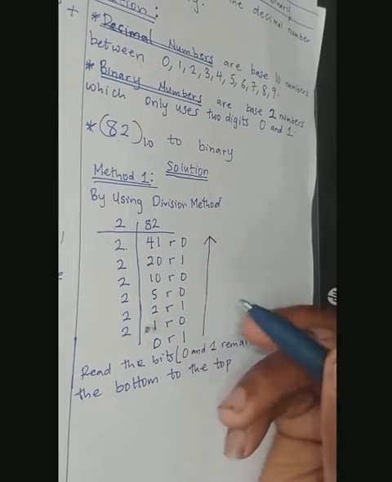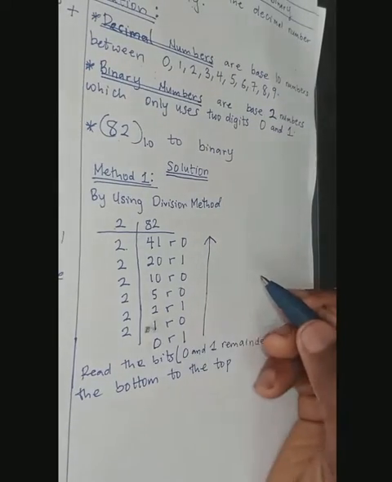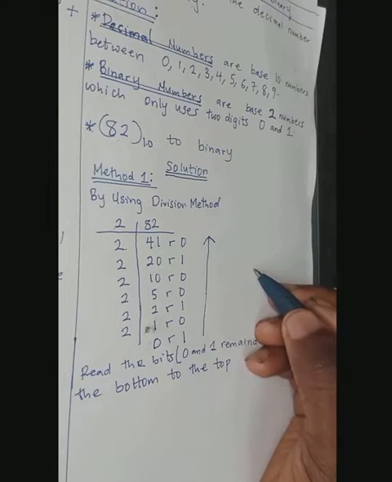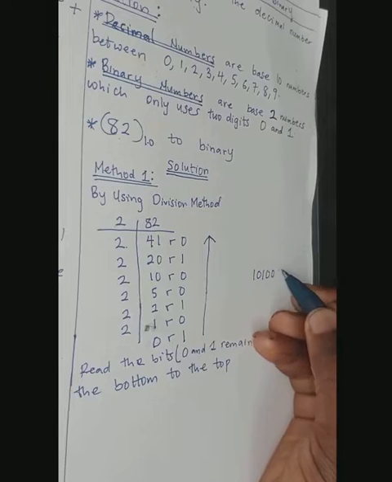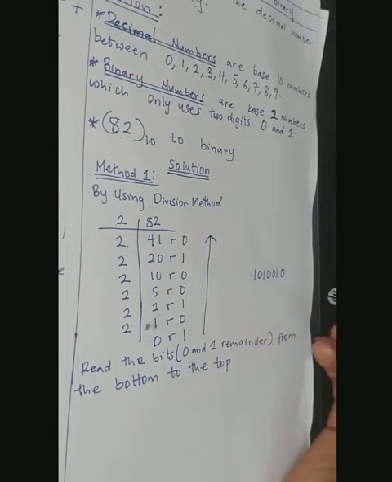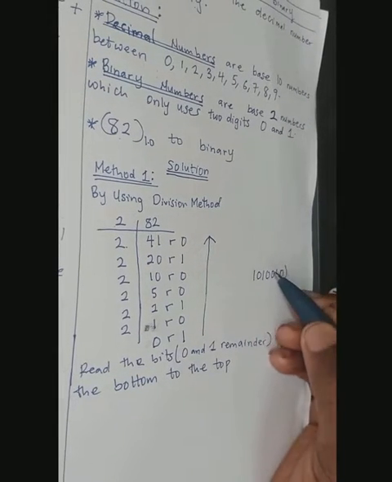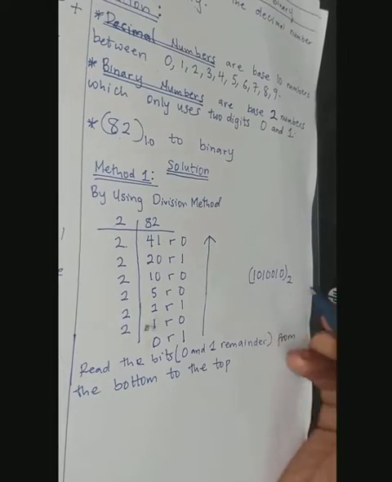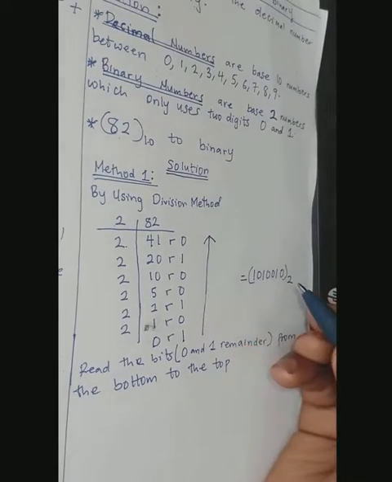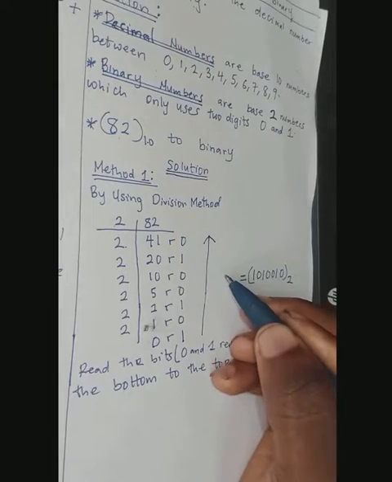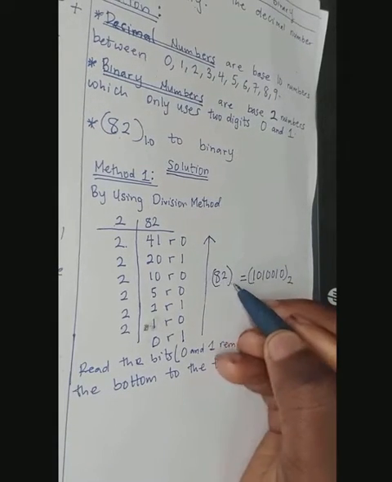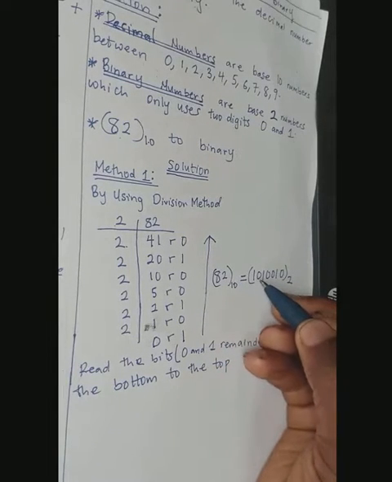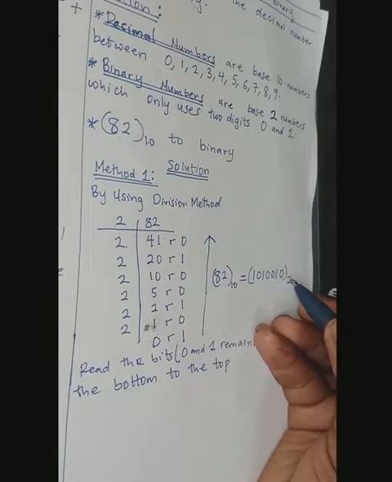So if you read this up, you are going to start from 1. So your answer will be 1, 0, 1, 0, 0, 1, 0. So this answer you've gotten is now in base 2. This simply shows that our 82 in base 10 is equal to 1, 0, 1, 0, 0, 1, 0 in base 2.